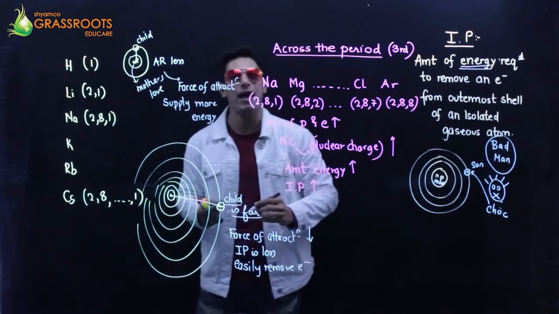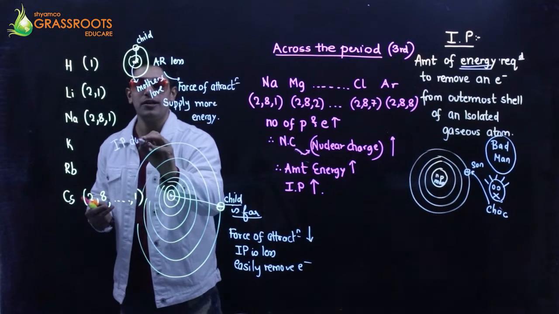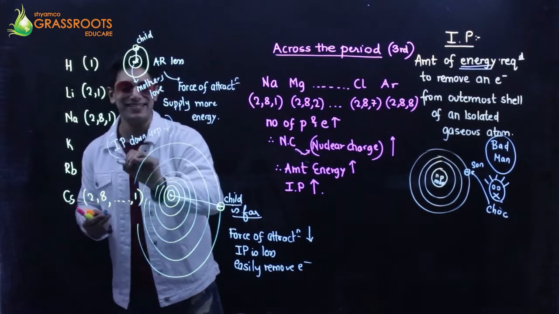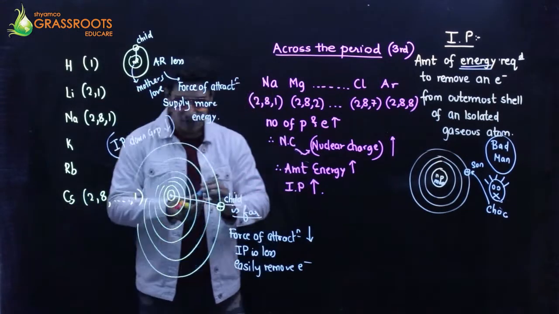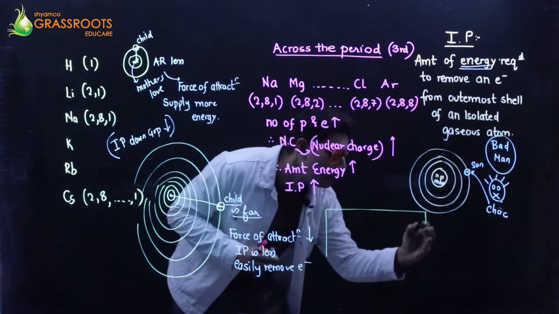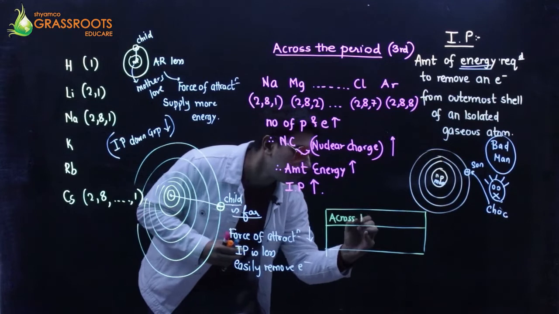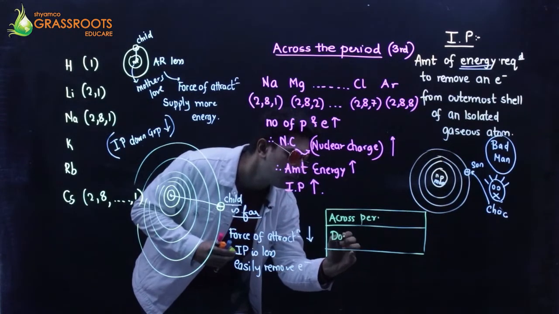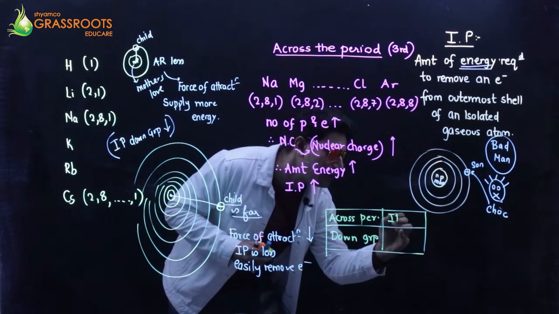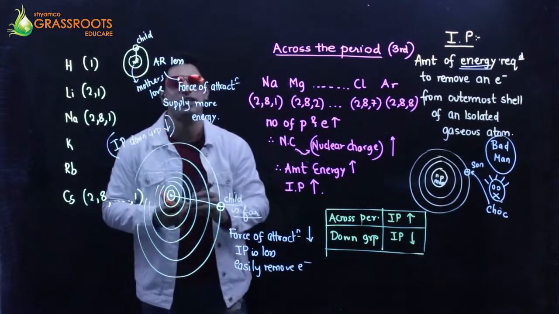So basically, if I summarize it, guys, ionization potential down the group decreases. You need less energy as we go down. So again a summary, as I said, in a tabular form: across the period, down the group. Across the period the ionization potential increases and down the group ionization potential decreases.